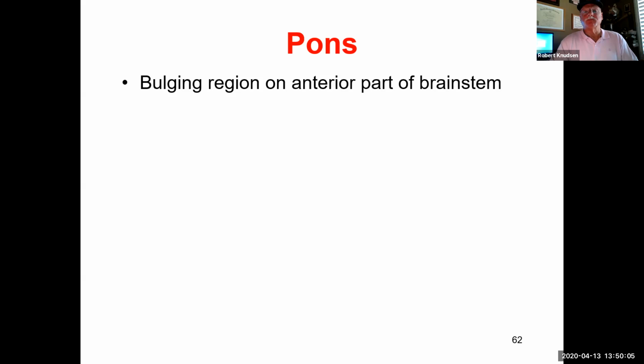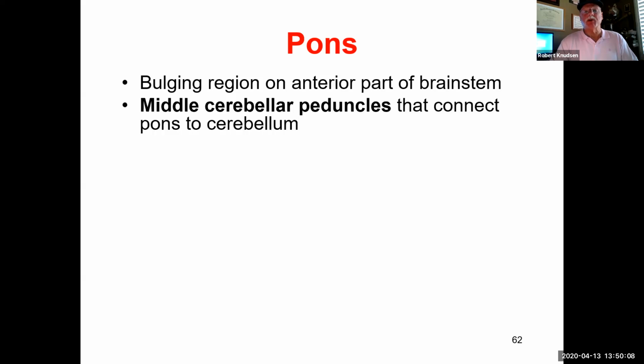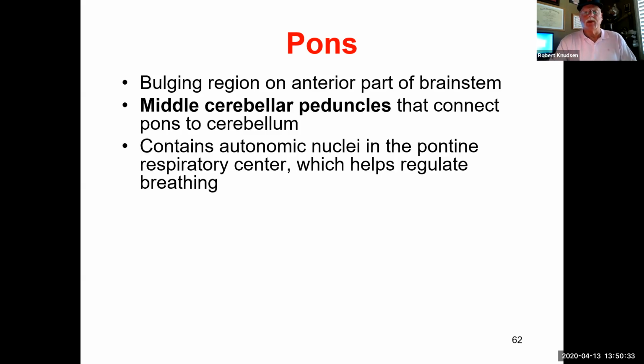Pons. Okay, it's the middle part. Look at middle cerebellar peduncles. I'm going to ask you a test question. The pons is connected to the cerebellum by way of what? And it's the middle cerebellar peduncles. Whenever you say connected, it's peduncles. Okay? Superior, middle, and inferior. Obviously, inferior is going to be the medulla oblongata.